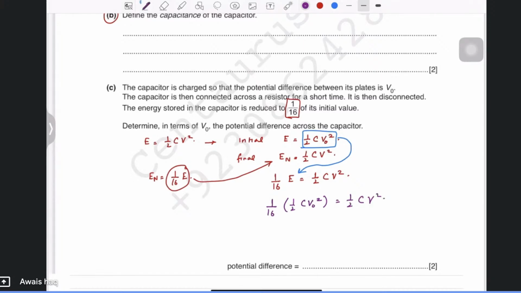Now, half cancels with half, C cancels with C. What are you left with? You're left with V naught square over 16 equals V square. You get it? Now, to find V, we've got to take the square root on both sides. So this will be V naught over 4, because the square root of 16 is 4, which is 0.25 V naught. Understood? This is a bit tricky question, but I hope you understand this, right? Now, should I go forward?